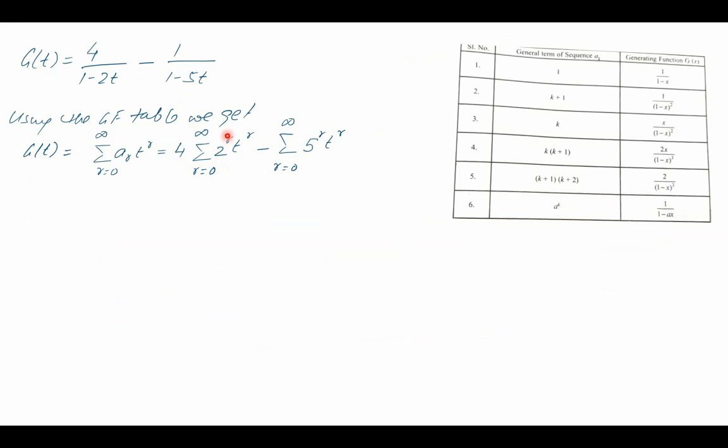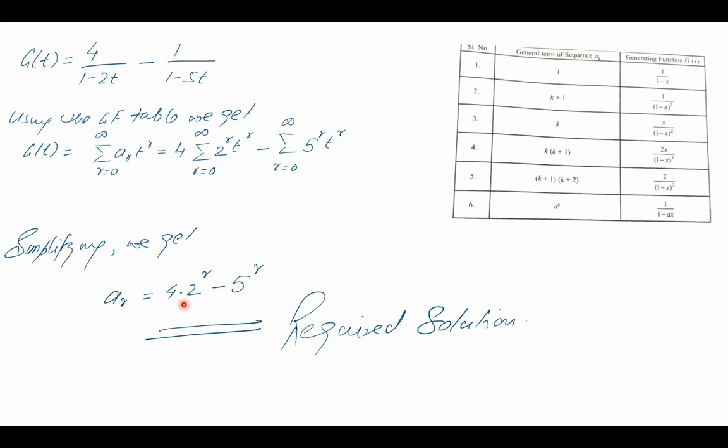to infinity 2 to the power r t to the power r, and 1 - 5t becomes 5 to the power r t to the power r. Once again, I'll cancel the summation and t to the power r from both the sides. So I'll be left with 4 into 2 to the power r minus 5 to the power r. That is the required solution. Right? Let's take another example.